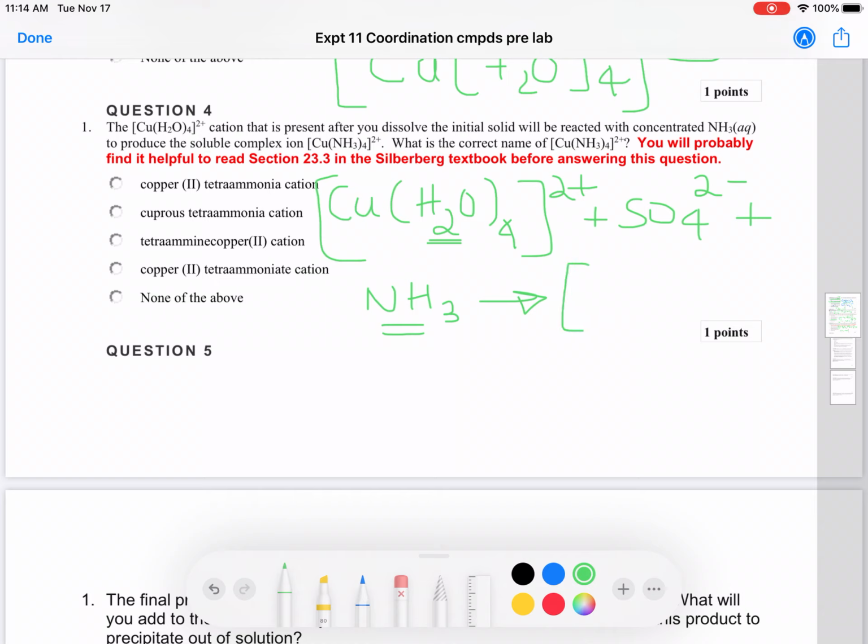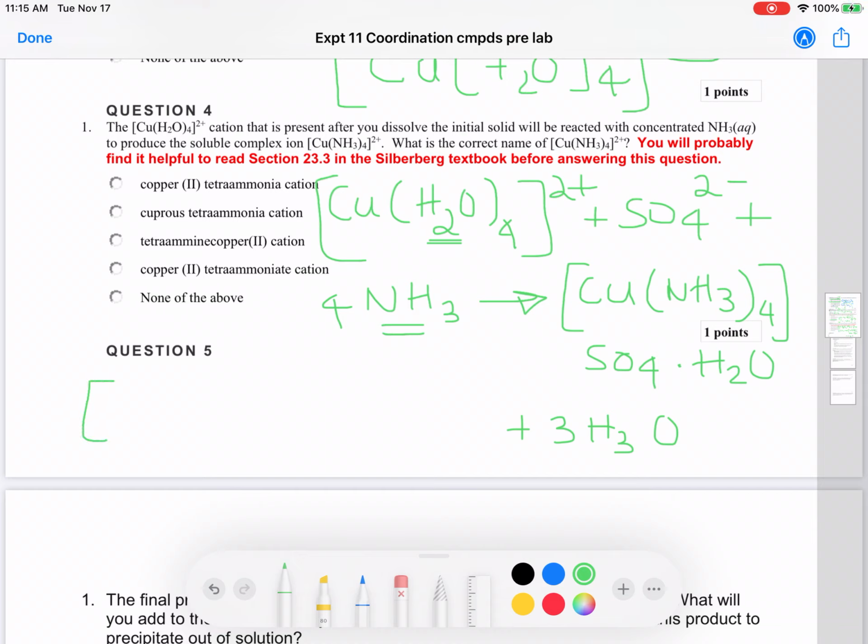Again, you can find this equation in your textbook, copper amine, and then I ran out of space. Right after the square bracket is sulfate, because the part within the square bracket is your cation and sulfate is going to be your anion. This also has some water molecules associated with it, plus 3 water, and with 4 ammonia. I'm going to go ahead and write that copper amine complex separately here, so you know it is just one thing.